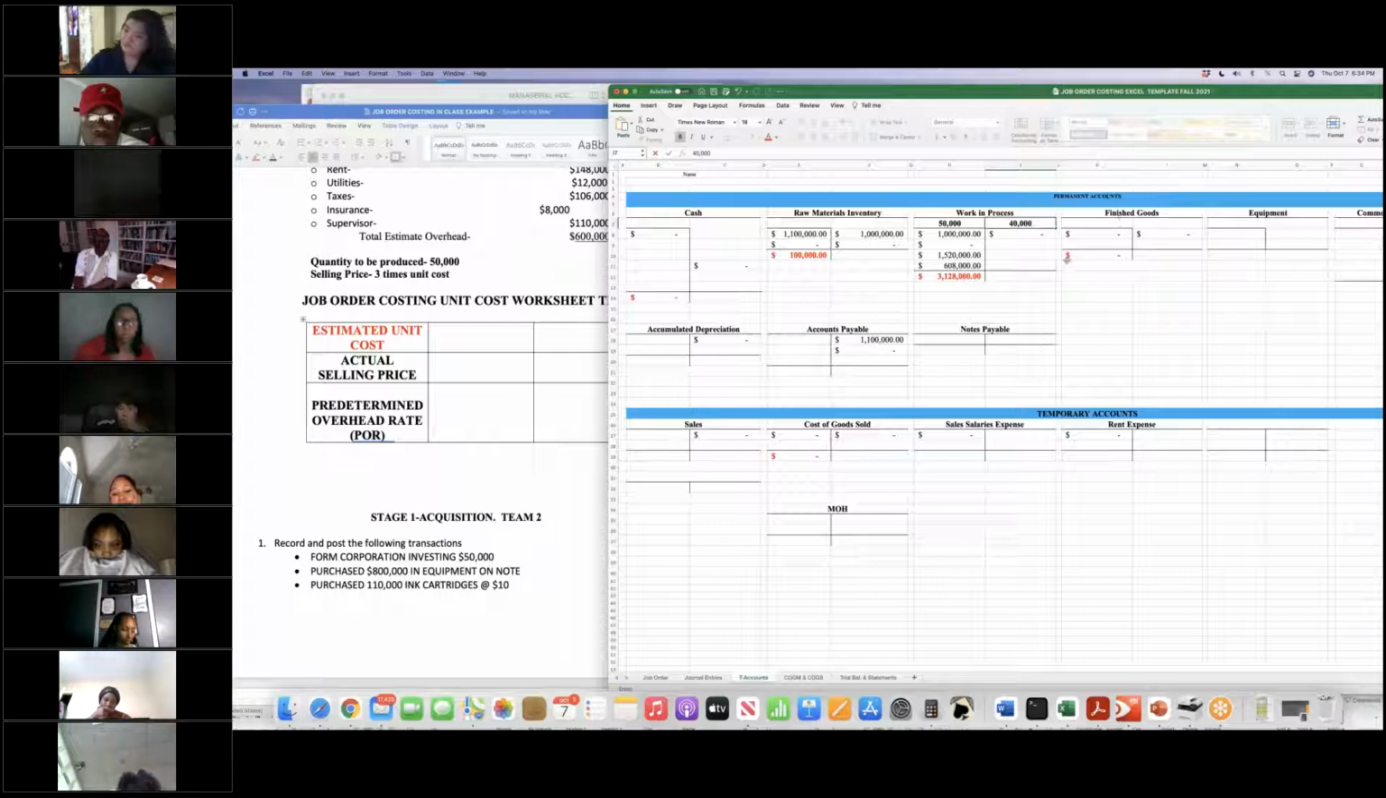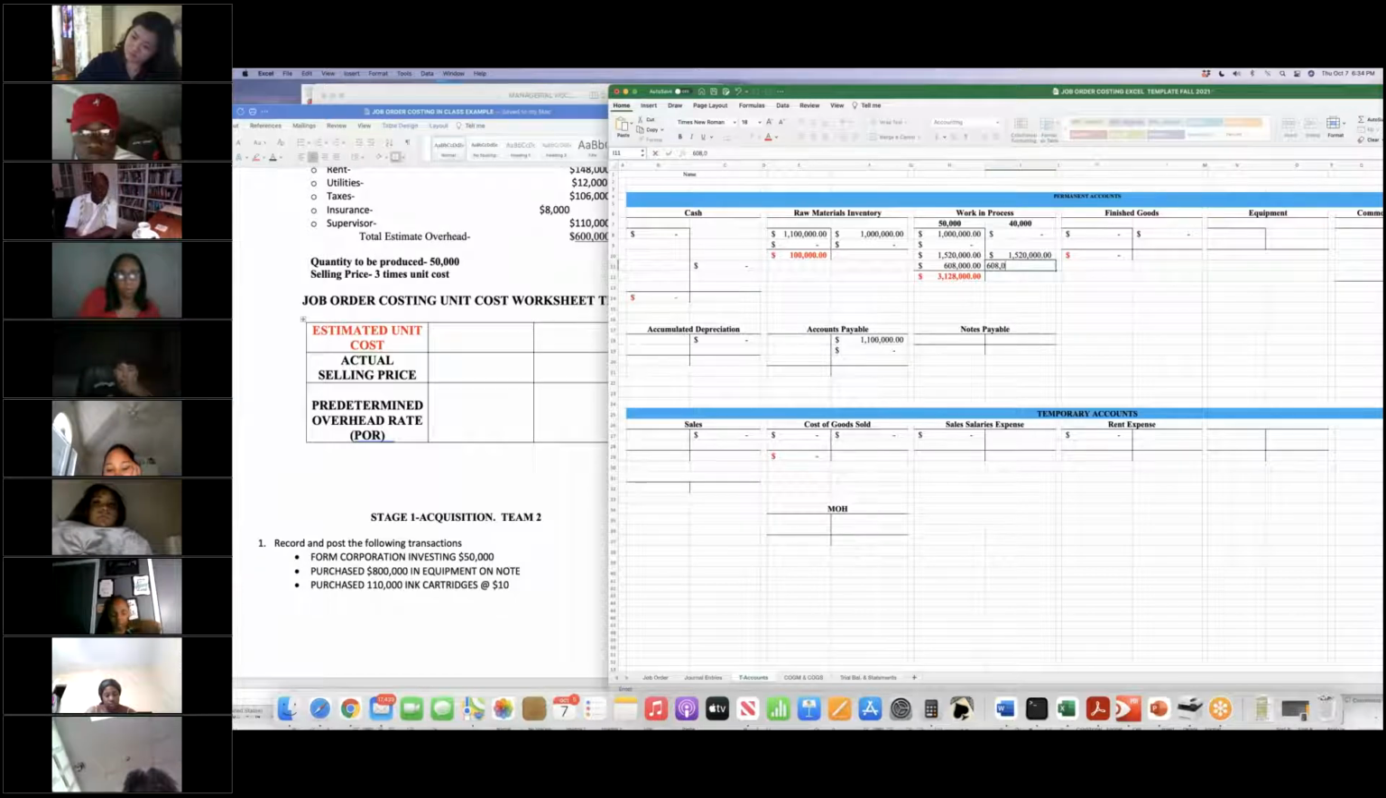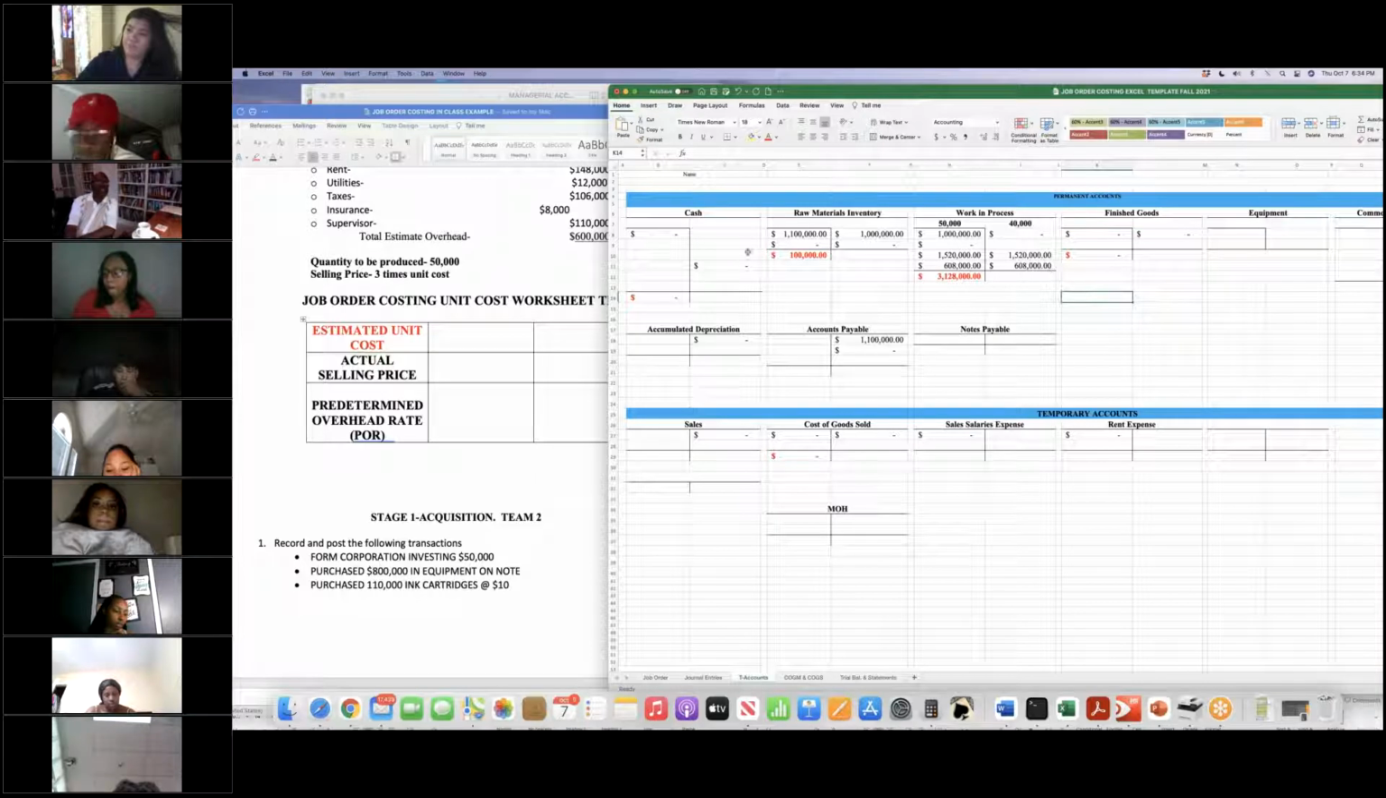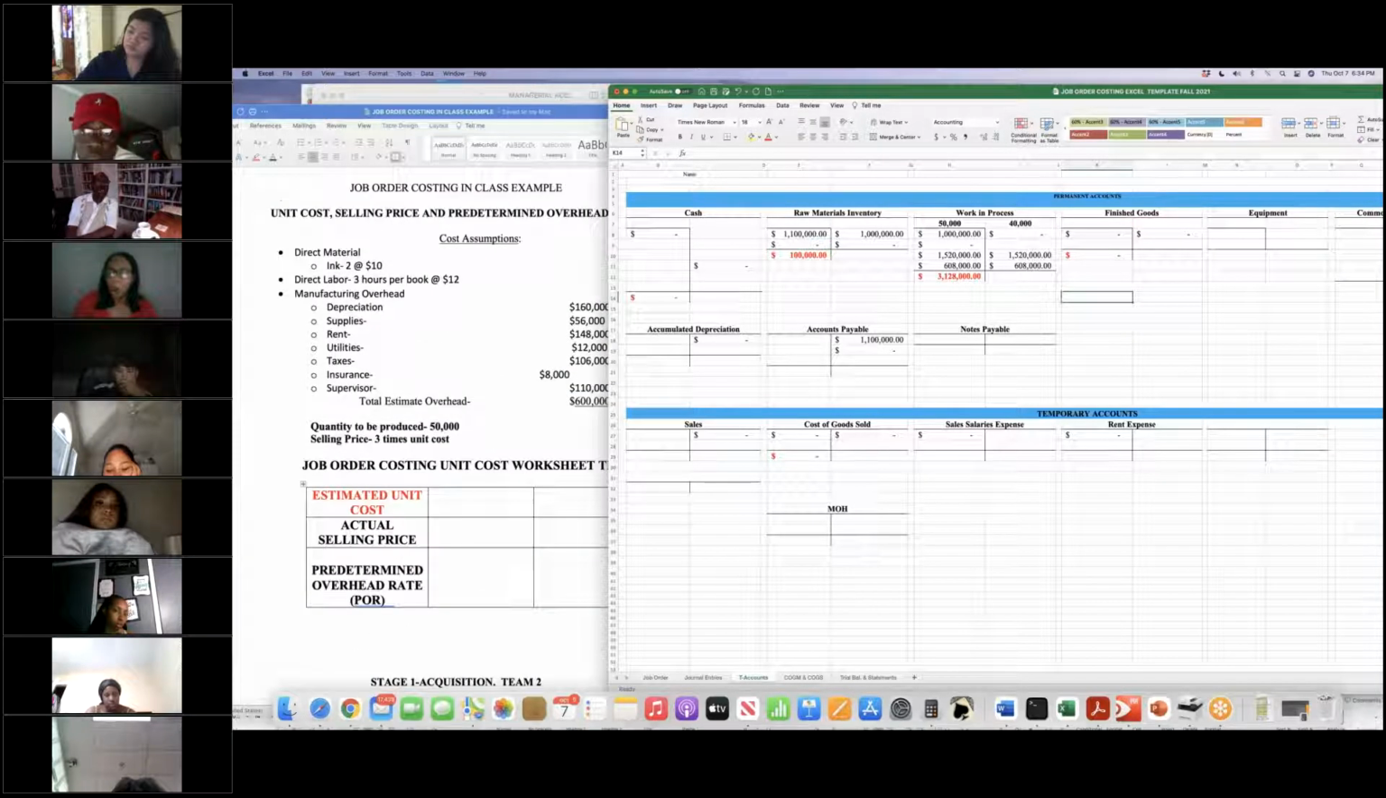So let's look at how we're going to do that. The workers have been paid and they got their money for 40,000 books. So we have to hire some more workers to finish up. Their costs have been paid, it's all going out. Overhead goes right with it. So all the overhead costs we're going to transfer out. For the raw materials, we still will have those ink cartridges for the 10,000 books.